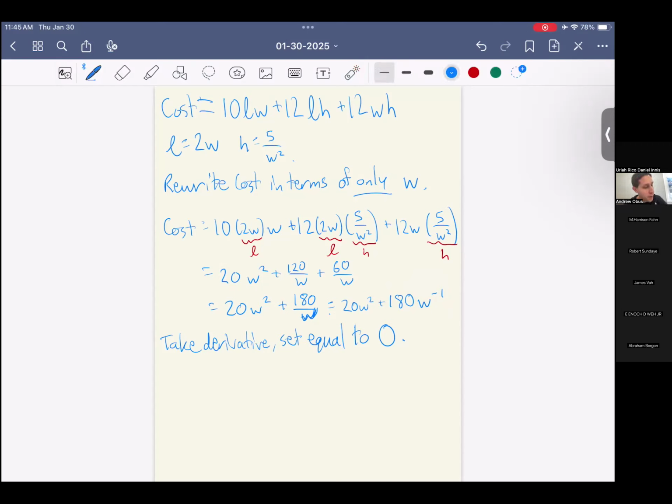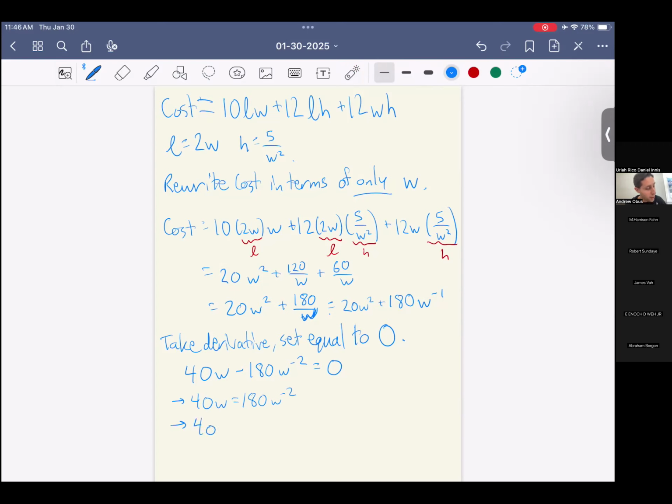Okay, so what do we get when we take the derivative here? 20W squared becomes 40 times W, and 180 times W to the minus 1 becomes minus 180 times W to the minus 2. And we have to set this equal to 0, right? Power rule, we bring down the minus 1, and it becomes a minus 2. So now I'll just solve this. We can have 40W equals 180 W to the negative 2. Move it to the other side. Now maybe I'll multiply both sides by W to the 2.